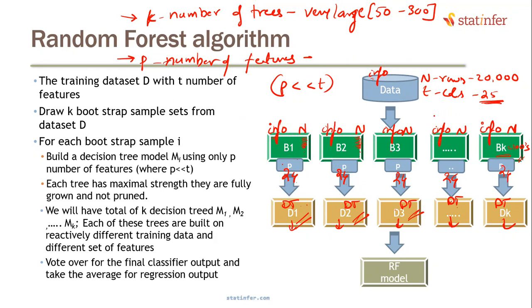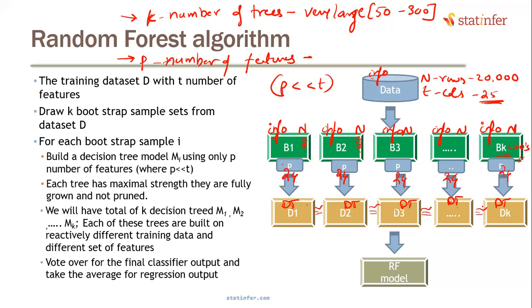Can you tell me what is the mistake? The intention is good. I want to build the best decision tree, best one. But what is the risk if I am picking almost all the features? What is the risk? If I am picking almost all the features, the same problem. Initially, we had a problem. What was the problem? This tree will be almost same as this one. This one will be almost same as this one.